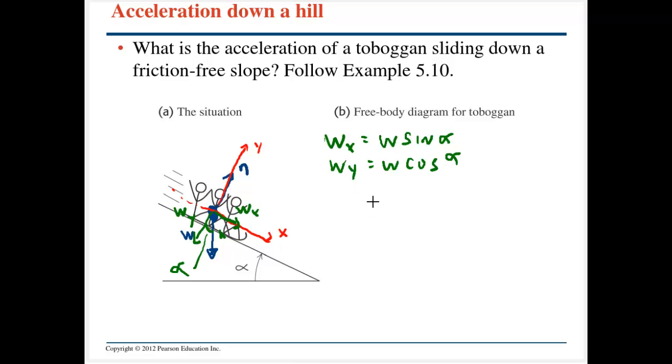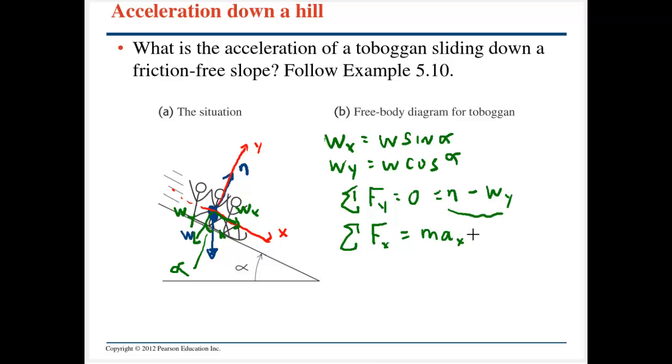Now if we look strictly at the y direction, we know that the toboggan is not going to bust through the bottom of the hill, and so it's not going to be accelerating in that direction. So we have the normal force going up, and then the weight in the y direction going down. These two forces are going to be equal. Now, in the x direction, all I have is some acceleration that is due solely to the weight of the toboggan in the x direction.